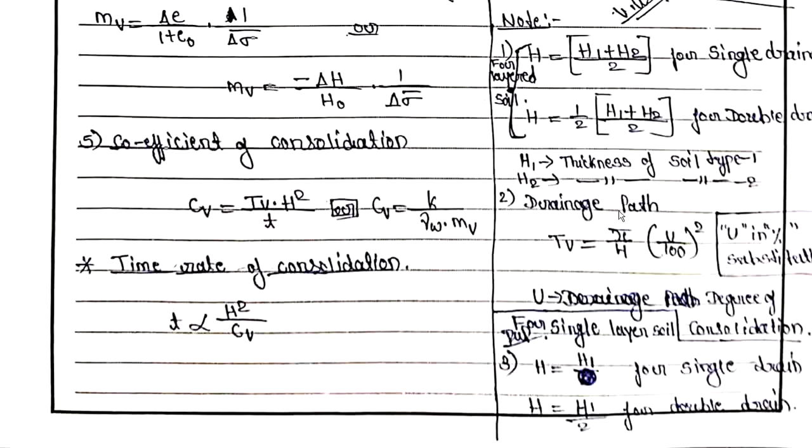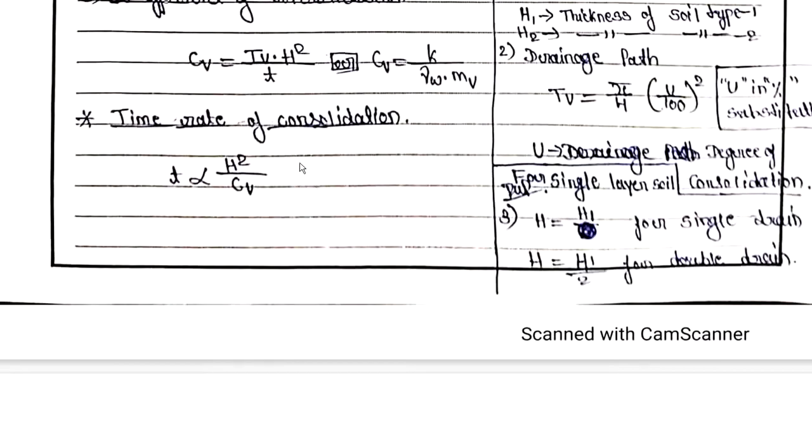Next, second one, drainage path, in which TV is equal to pi by 4 into U divided by 100 whole squared. U is the degree of consolidation, and you have to substitute it in percentage. This is where TV is useful. Next, for time rate of consolidation, this H is also useful.